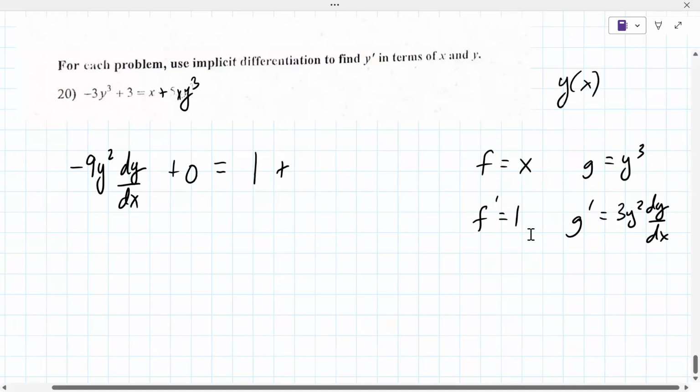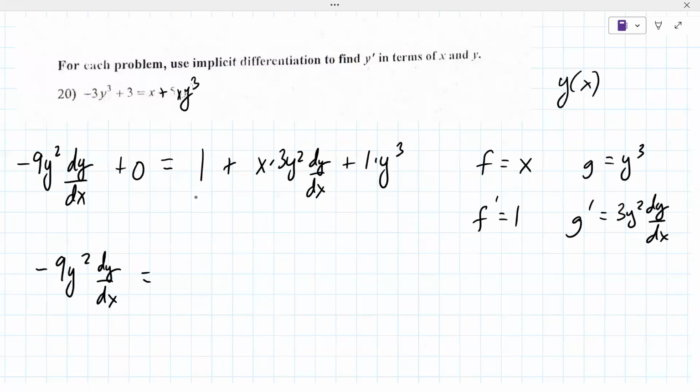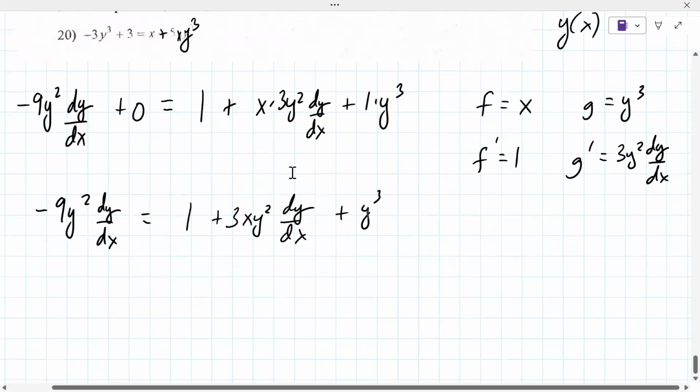Is that familiar to you? All right, so I really need to just make a little more room here. So it's x times 3y squared dy dx plus 1 times y cubed. All right, and just a little bit of simplifying here. You don't need the 0. On the right, it becomes 1 plus 3xy squared dy dx plus y cubed. Now the calculus is done. The rest is just manipulating the equation.